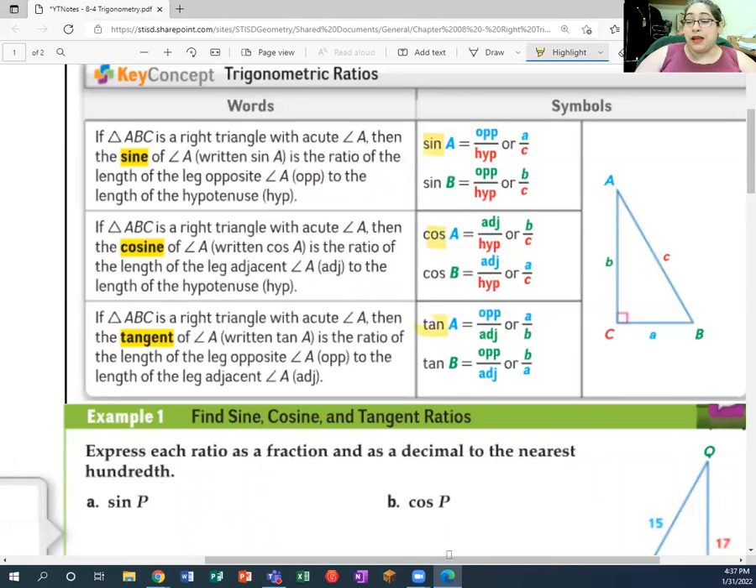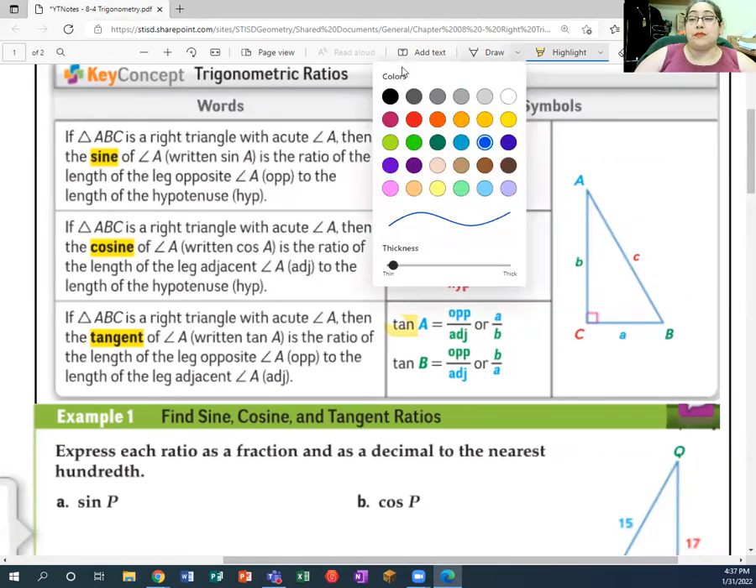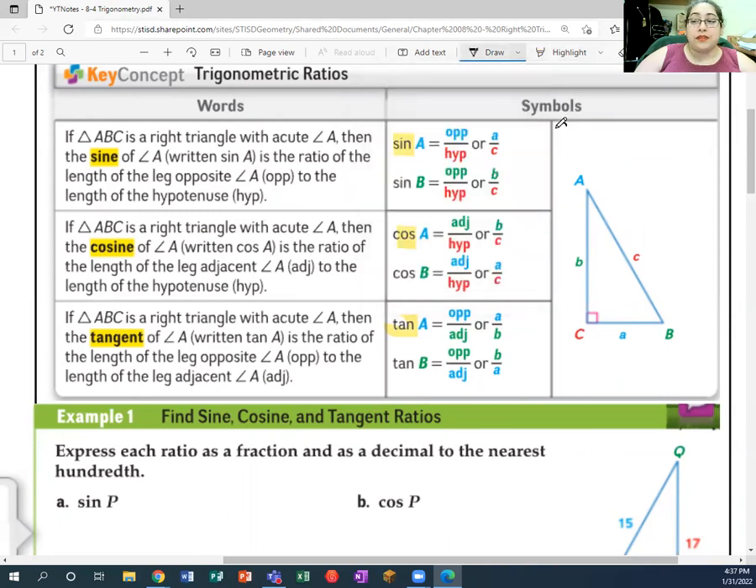Now, the easiest way that I have found to remember these is to think about them in terms of a little shortcut called SOHCAHTOA. So, SOH, CAH, TOA. And what these letters stand for are the sides of the triangles that create the trigonometric ratios.